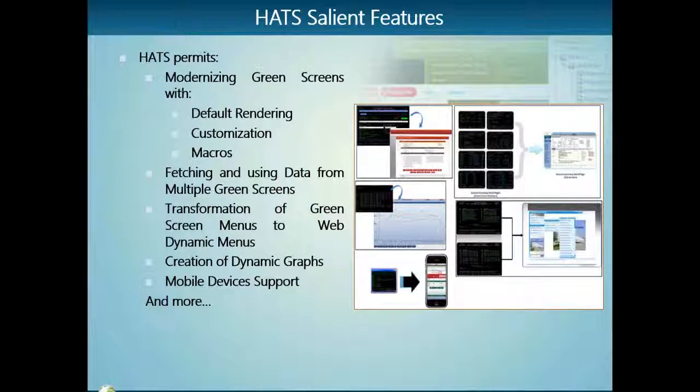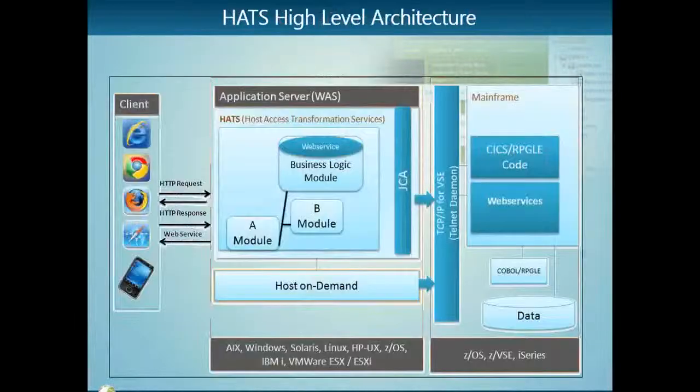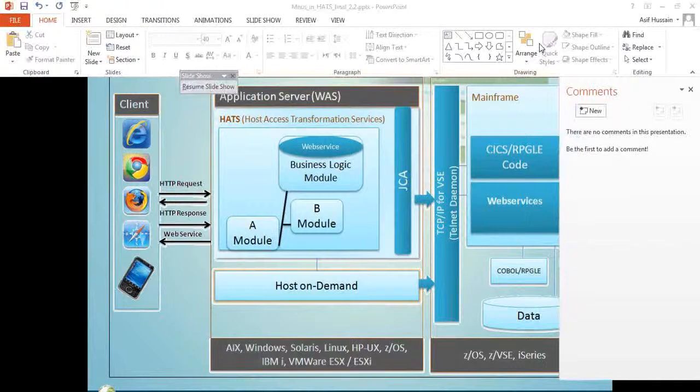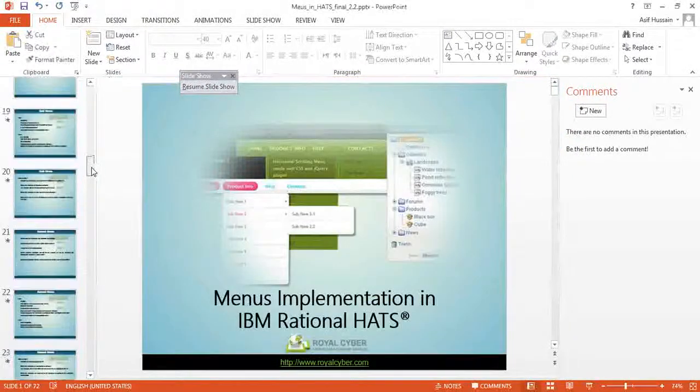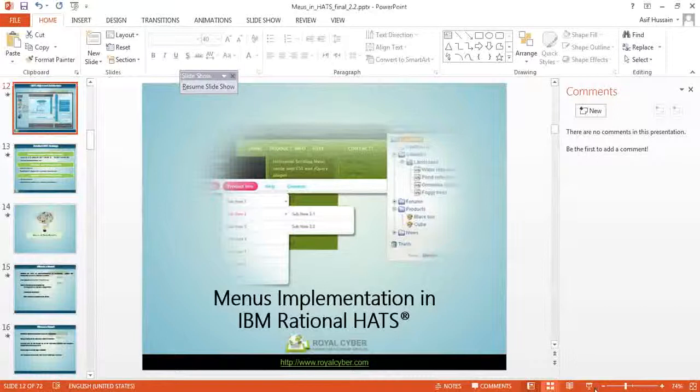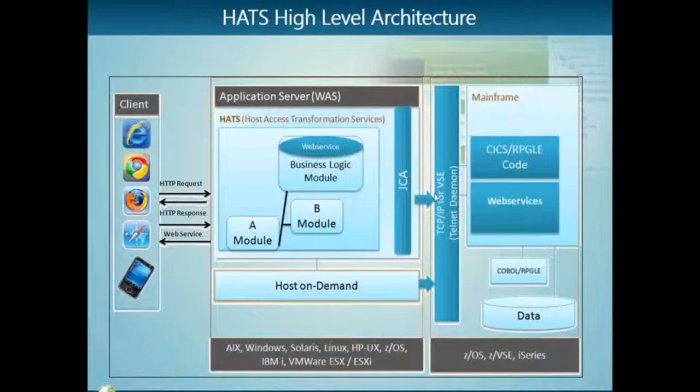This is the overall architecture of the HATS implementation. You can see that the IBM i server is used for the green screen application. The HATS application is deployed on the WAS application server, the WebSphere Application Server. Once we have built this platform, it can be used in various places, on various browsers and devices, via HTTP protocol, web services, or JDBC connection, or whatever.